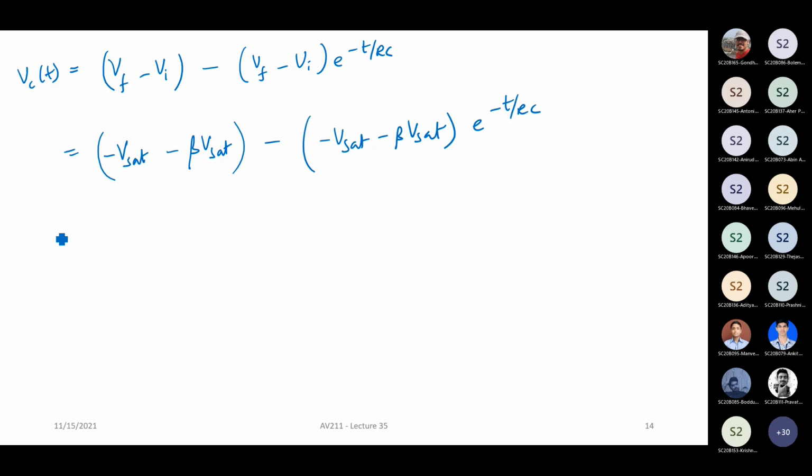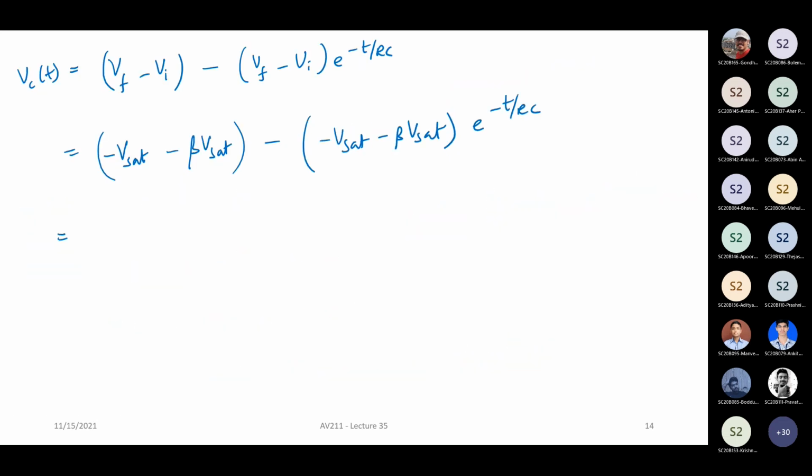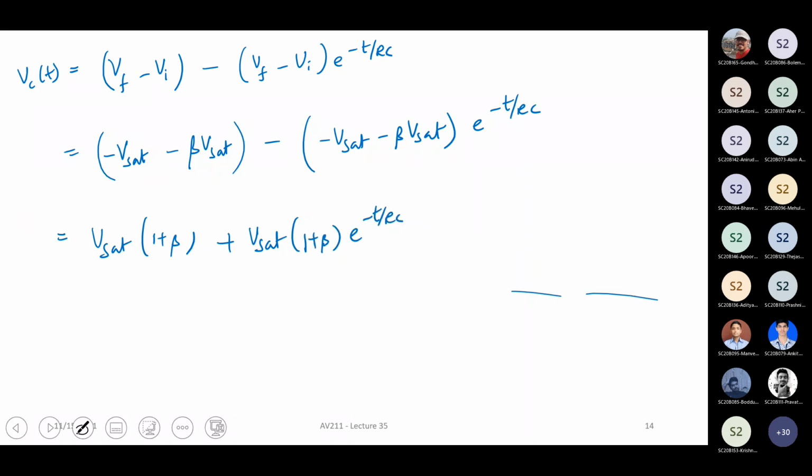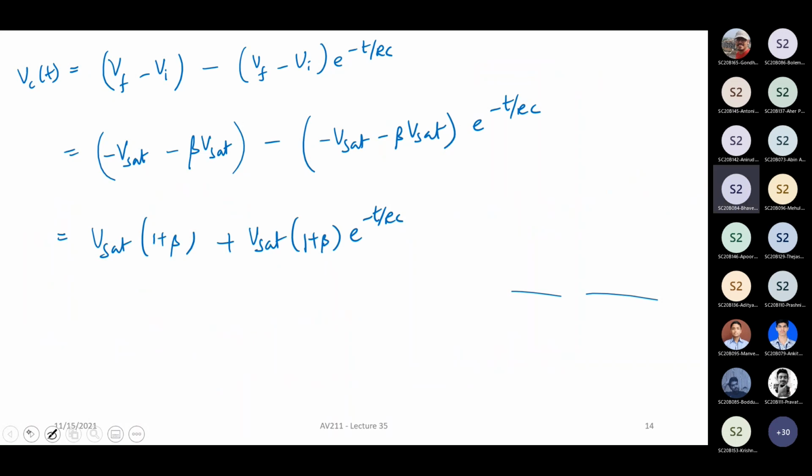Okay. So you'll basically have the same thing here, right? You'll have Vsat times 1 plus beta. There is a negative sign which is coming in. So here you'll also have plus Vsat times 1 plus beta times e power minus T by RC. What did we get here? Sir, in this formula, we have only V final. So you have written V final. Yeah, you're right. V final minus initial. Yeah, I'm sorry, I forgot that.